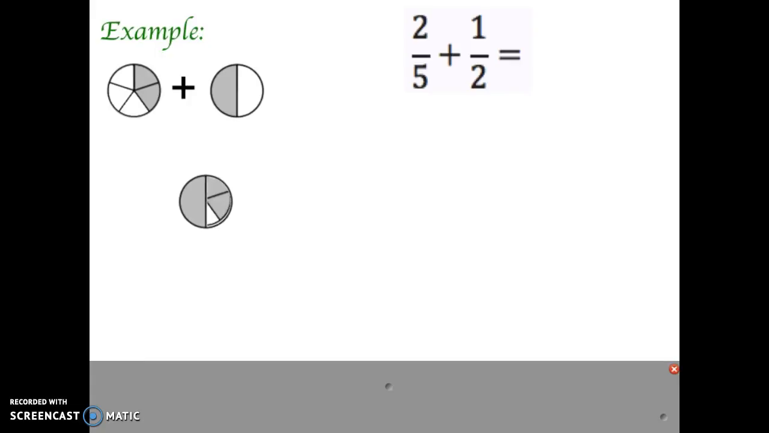When we put them together, in this case, we definitely see that we do not break it up into equal sections. So to find a common denominator, we'll start with our least common multiple. Here we're dealing with the 5 and the 2. The least common multiple in this case will be 10.